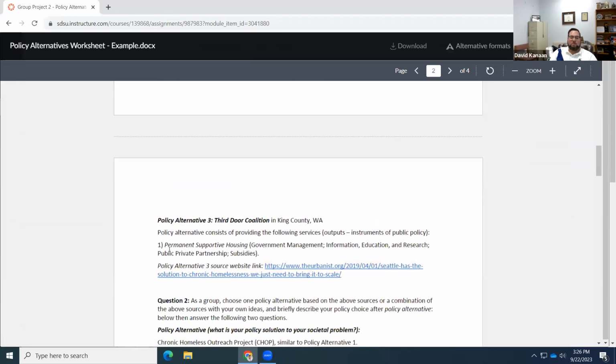But make sure you answer what the services are, what are the components, what are the outputs. Not outcomes, like everyone's happy and this and that, and we make sure people live their best life. That's too vague. The output is the specific service and what instrument of public policy that is.